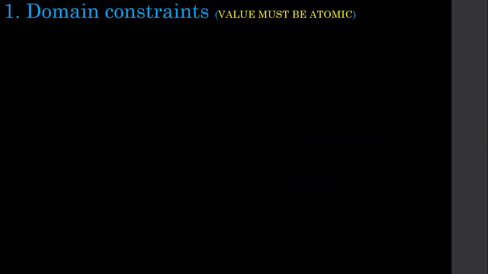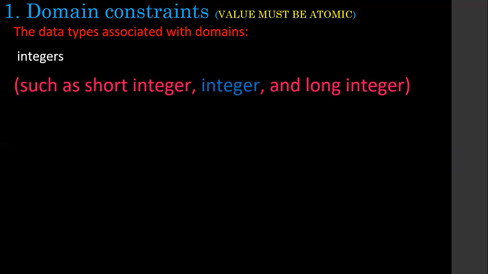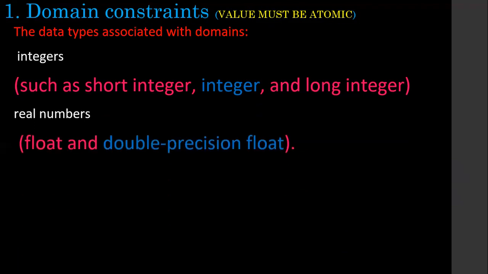The domain constraints we have already discussed while specifying the domains of a relational database. The domains are the values which we can enter into the relation, and these values must be atomic. Along with that, we need to specify the data types associated with the domains. The possible data types are integers, which may be short int or long integer. The next is real numbers, which can be represented using float and double precision float.